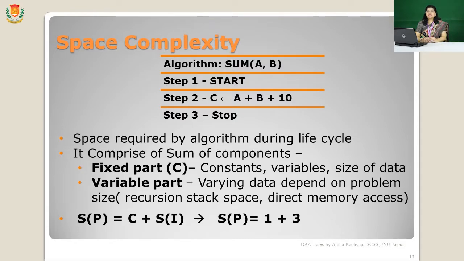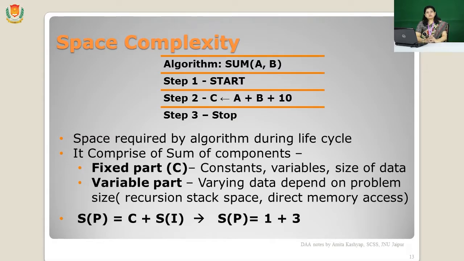The other component of space complexity is the variable part. This variable part depends on the problem size. For example, if recursion is involved in the program, or some stack is functioning in the program to solve the problem, then that is the variable part. It will be determined only when the program is implemented and executed. These two components make up the space complexity.